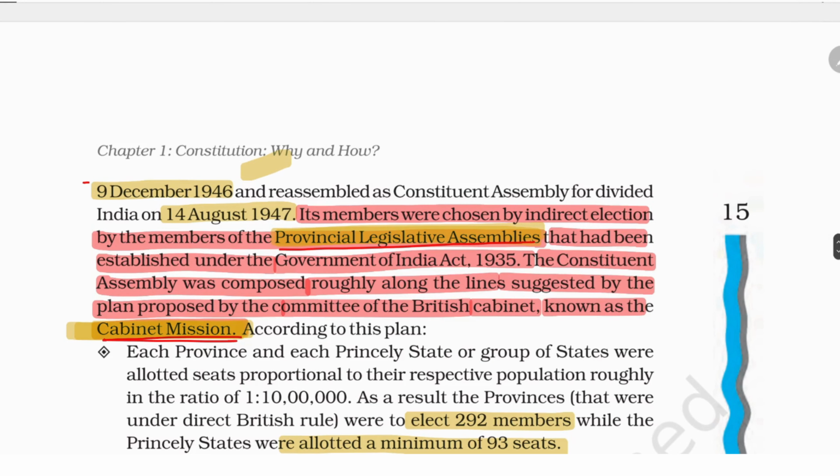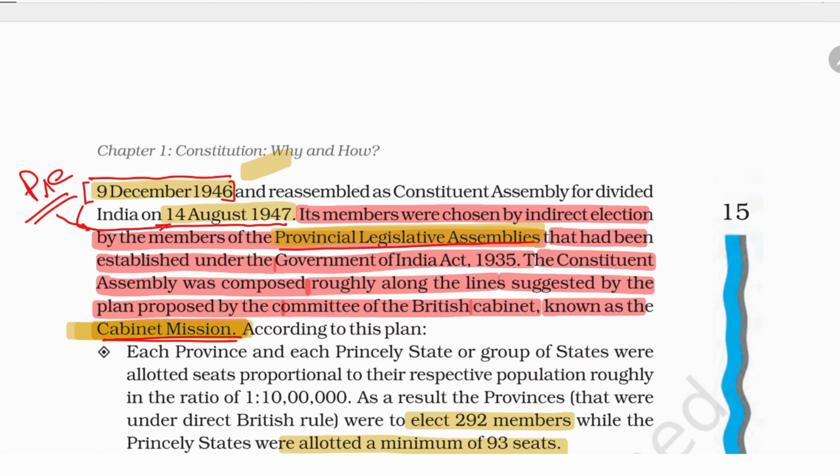Kindly highlight this. This is an important date. यह prelims में पूछी जा सकती है. Please highlight this. And it reassembled as the Constituent Assembly for divided India on 14th August 1947. Highlight this portion as well. यह confuse करने के लिए दोनों dates आपके दिमाग में conceptually clear होनी चाहिए.